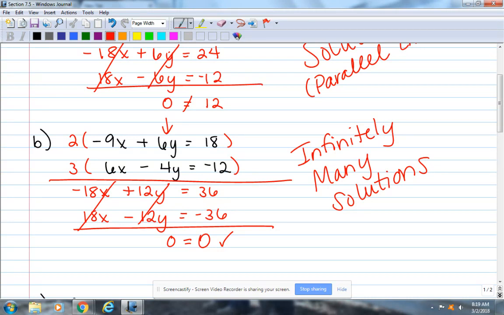Okay? So you have infinitely many solutions when you get 0 equals 0. If your variables cancel out and you get 0 equals 0, it's infinitely many solutions, which means they are the same line. Okay? So if you're left with 0 equals something that's not 0, you say no solution. If 0 equals 0, you say infinitely many solutions. That's it.